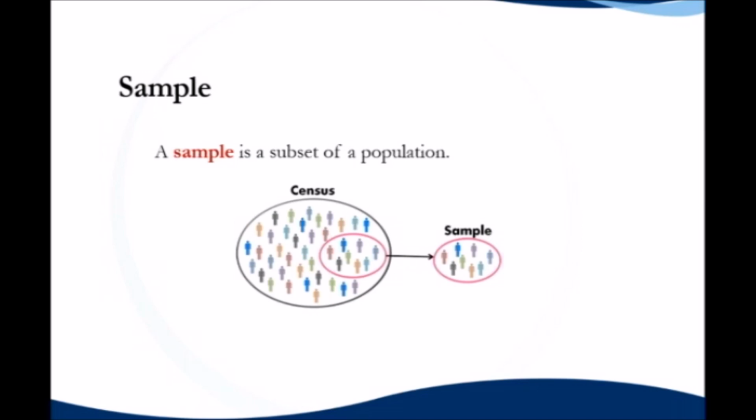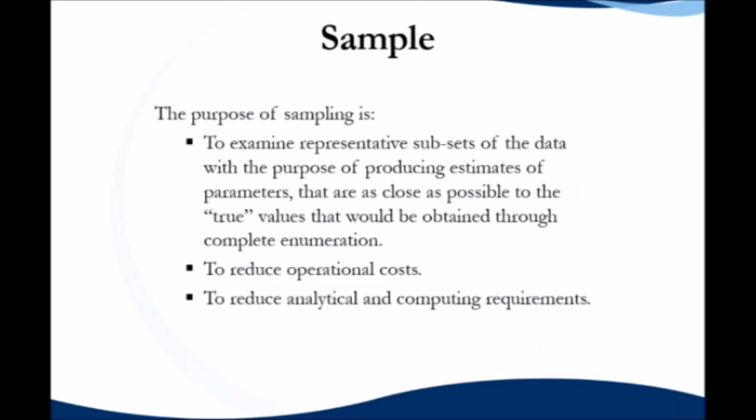So the assumption is where you are sampling, your sampling is going to be representative. So the purpose of sampling is to examine representative subsets of data with the purpose of producing estimates of parameters that are as close as possible to the true values. So if I were to study the entire population, that is usually called a census.